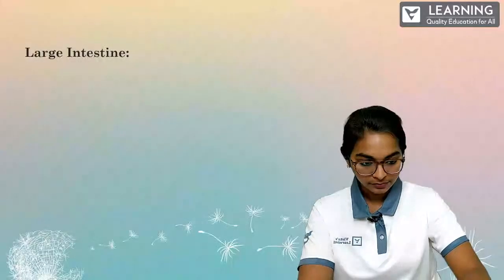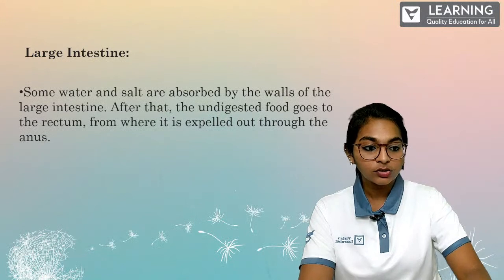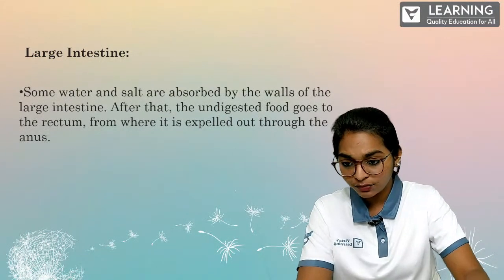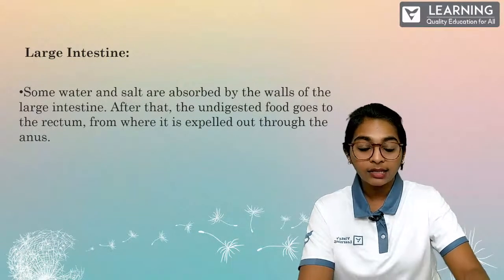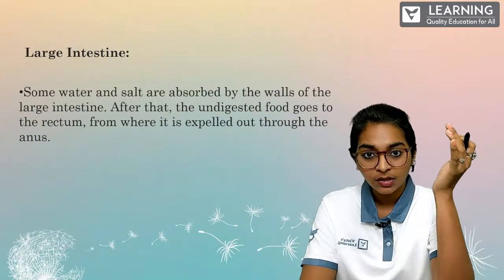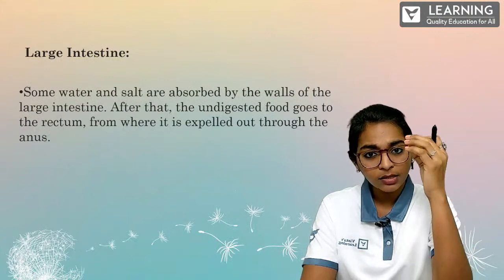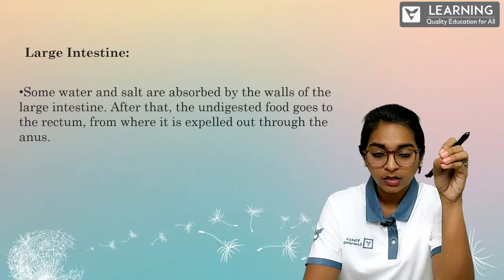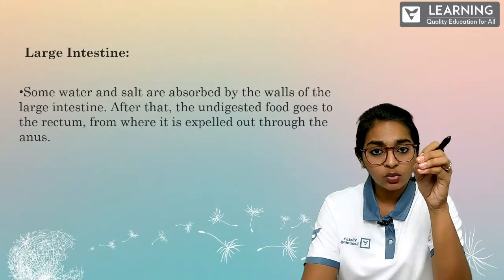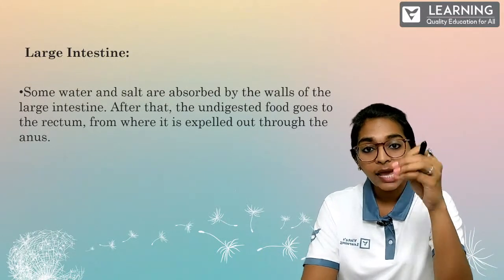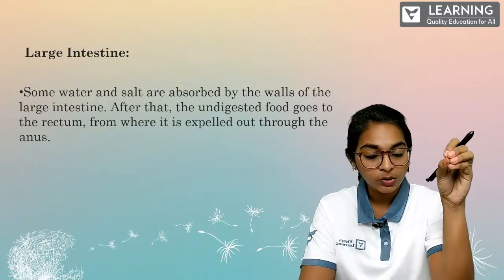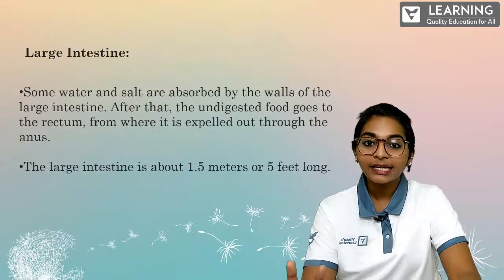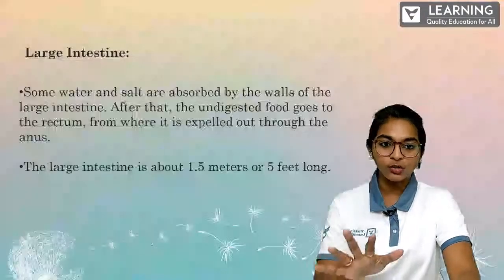So some water and salt are absorbed by the walls of the large intestine, after which the undigested food goes to the rectum, where fermentation happens. The large intestine contains numerous good bacteria which help in that process. Is that clear? From there it gets stored in the rectum for some time, and then it gets expelled through the opening called the anus. Is that clear? So this is the entire digestion process in human beings.